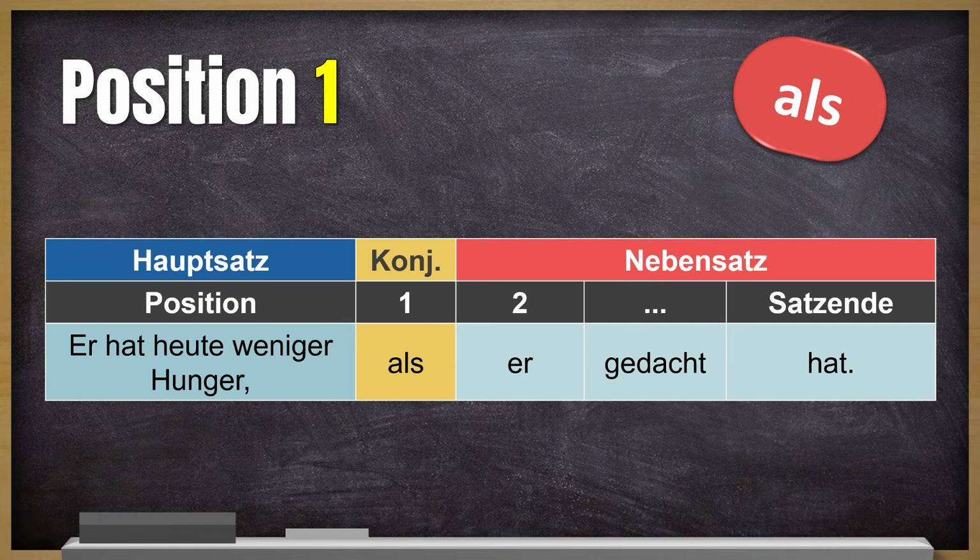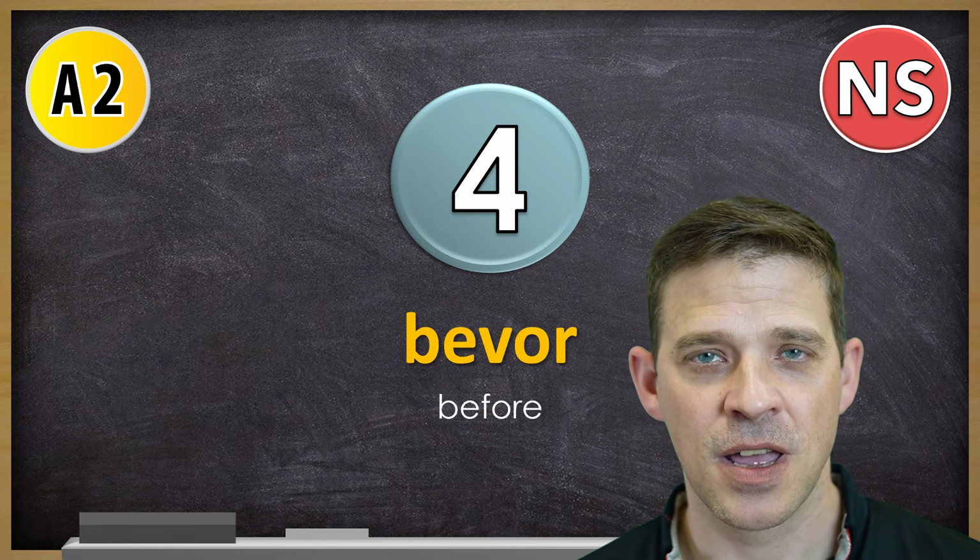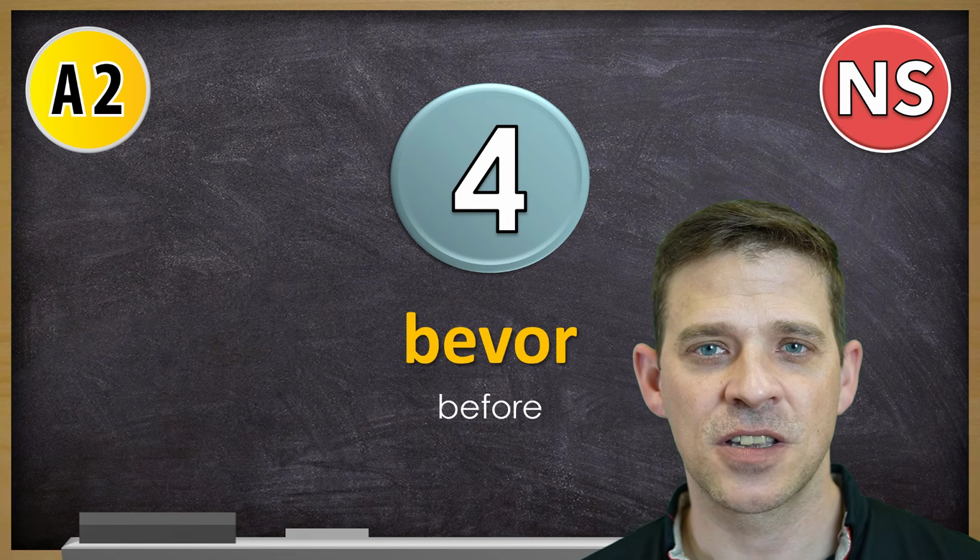Position ist auch 1, es ist eine Nebensatzkonjunktion, also er hat heute weniger Hunger, als er gedacht hat. Das ist a present perfect sentence, therefore the conjugated verb is the auxiliary verb hat. Nummer 4, bevor. Before is before, auch Nebensatzkonjunktion.